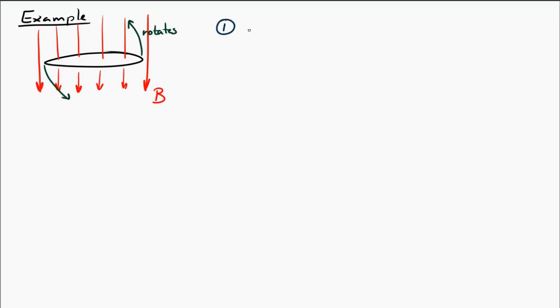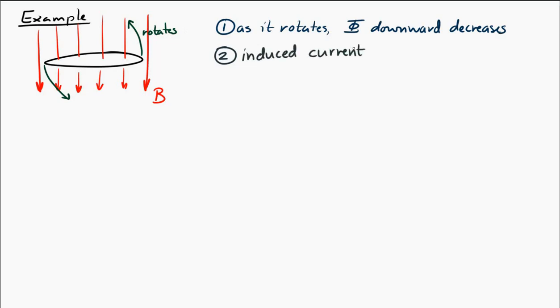when the loop rotates from this position, the flux downward is going to decrease. The flux through this loop downward is going to decrease. There's going to be less flux towards the bottom of the page. Lenz's law says that the induced current will oppose this change.